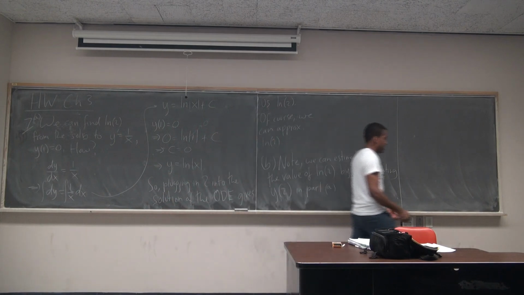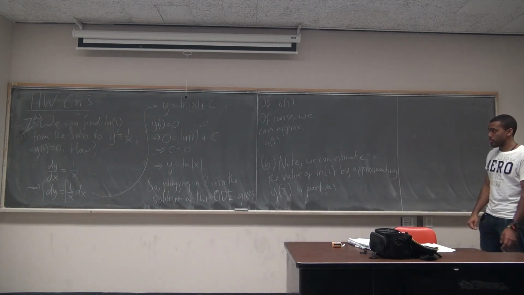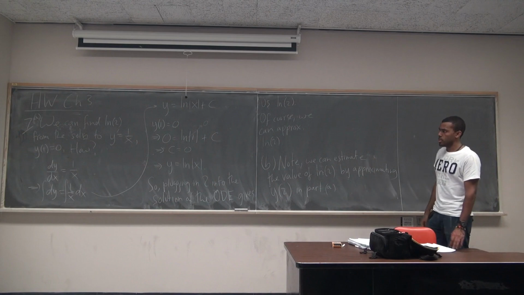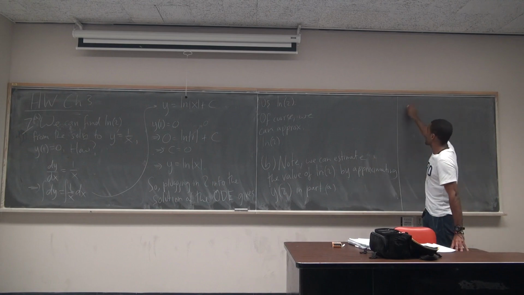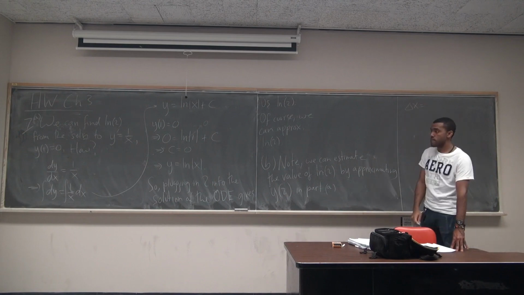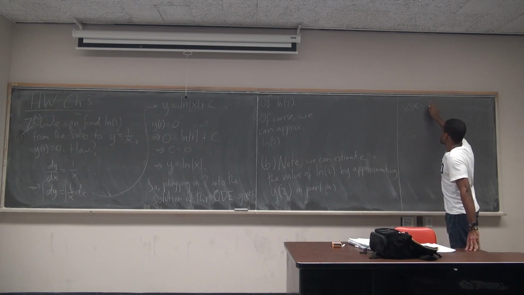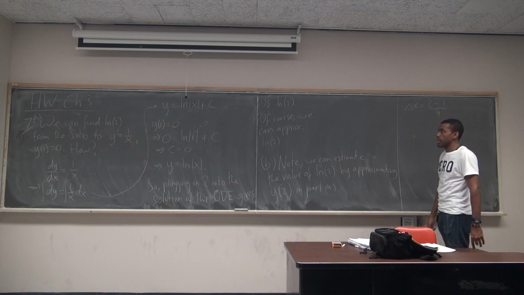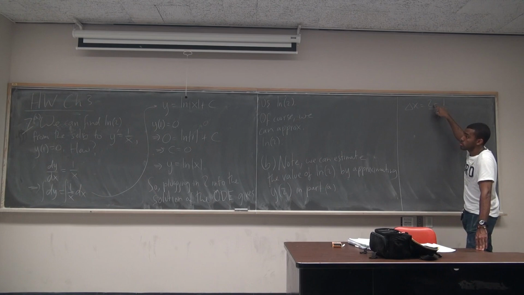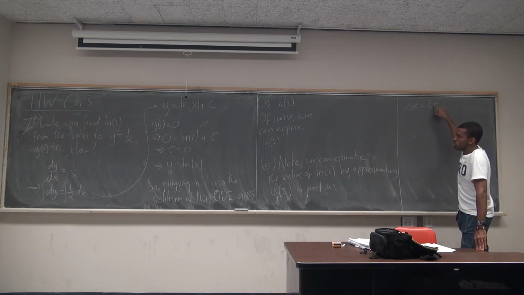And how would we do that? What's the first thing we need to figure out? Delta x. What would delta x be? 2 minus 1, over 4. How do you know that? Because y of 1 is your A, and y of 2 is your B. So it's B minus A, which is 2 minus 1. B minus A are x values, remember that.